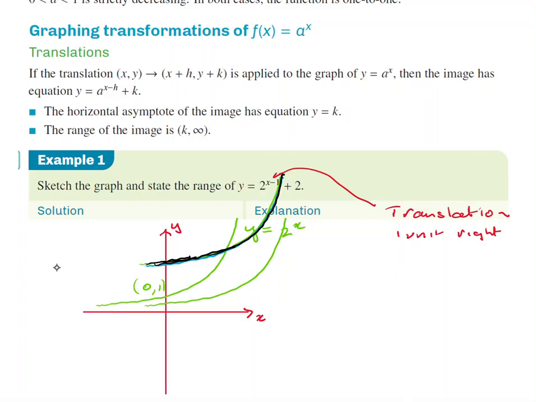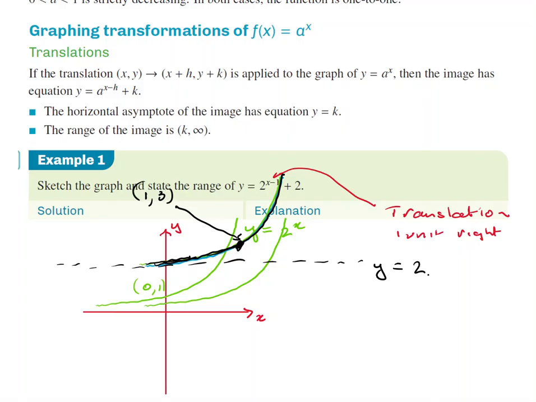So now, because we've translated up, we've got a y-asymptote. That asymptote was moved up 2. So that's y equals 2, the new asymptote. This point here that was at (0, 1) went across 1 unit and up 2 units. So that point there, instead of being (0, 1), across 1 unit made it 1, up 2 made it 3.